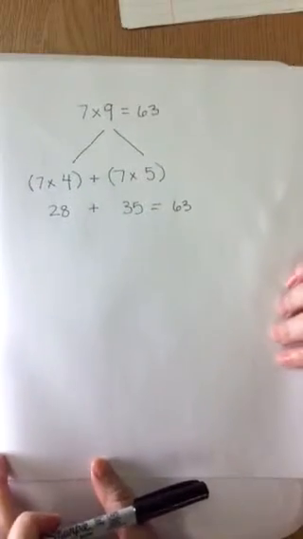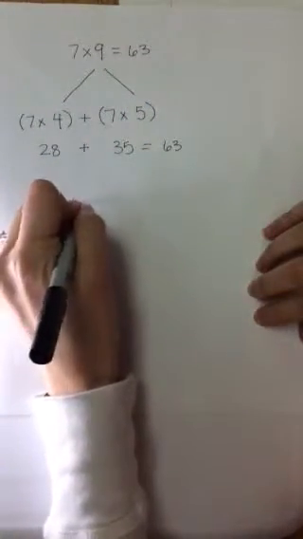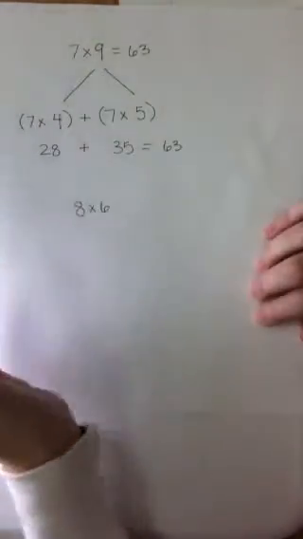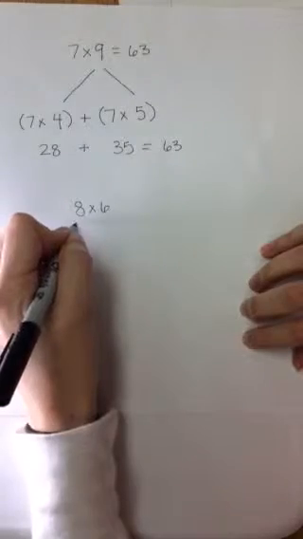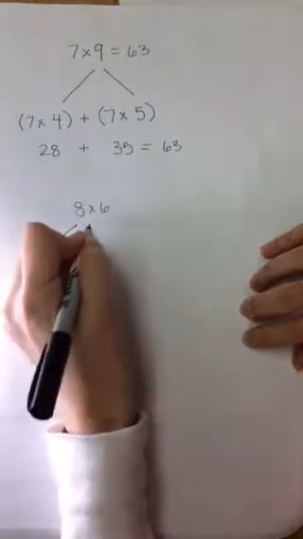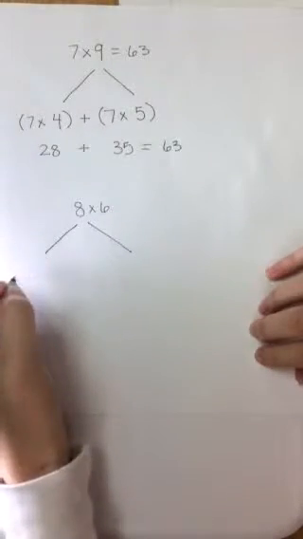I will do one more example. This time I will do 8 times 6. In this case, with even numbers, you can break them in half, and then you end up with two of the same multiplication problems, which makes it a little bit easier.